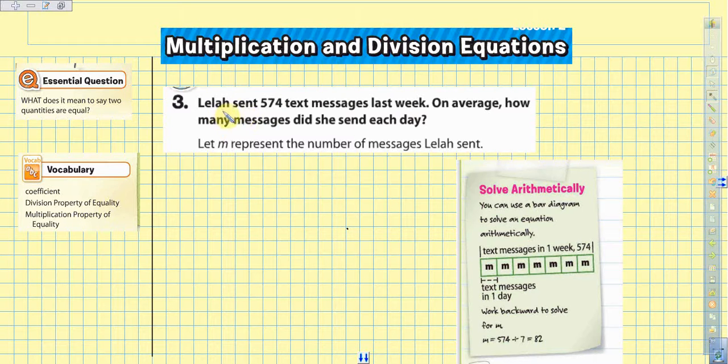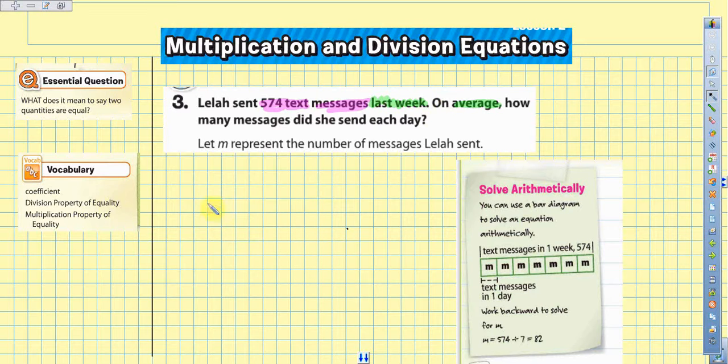Okay, so we read it. Layla sent 574 text messages last week. On average, how many messages did she send each day? A couple of items that we need to note. She sent 574 text messages. Believe it or not, last week is important too. Average. Basically we're going to need to know how many days are in the week for this one.